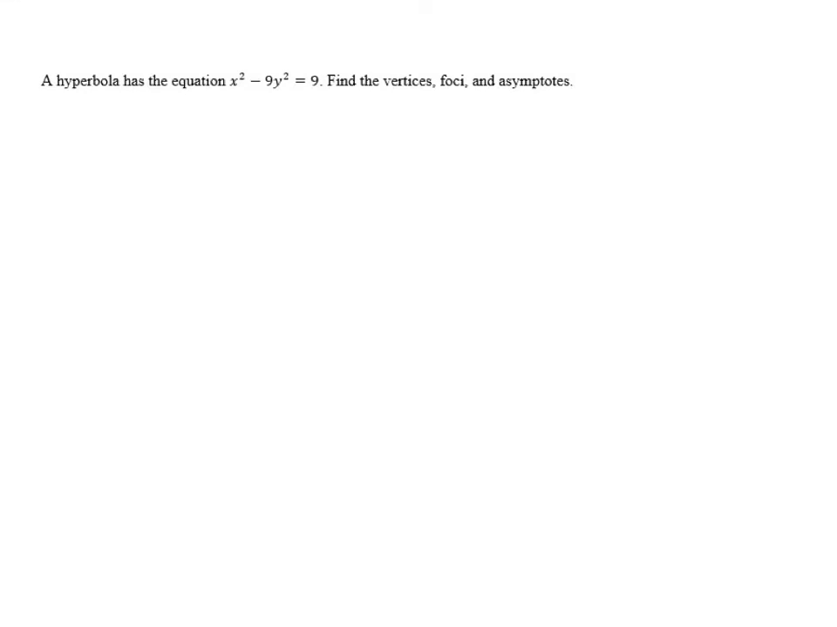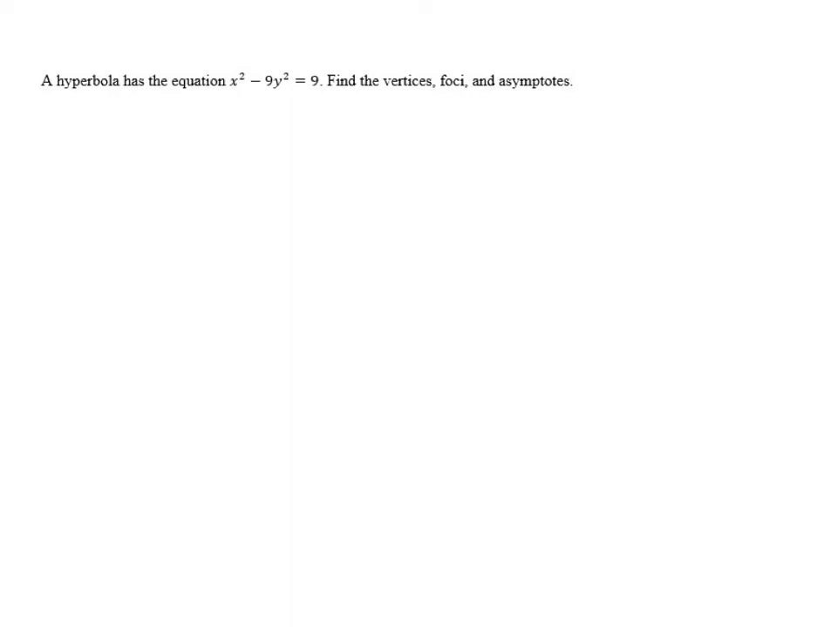A hyperbola has the equation x squared minus 9y squared equals 9. Find the vertices, foci, and asymptotes. We know this will be a hyperbola because the x squared and y squared terms have opposite signs.